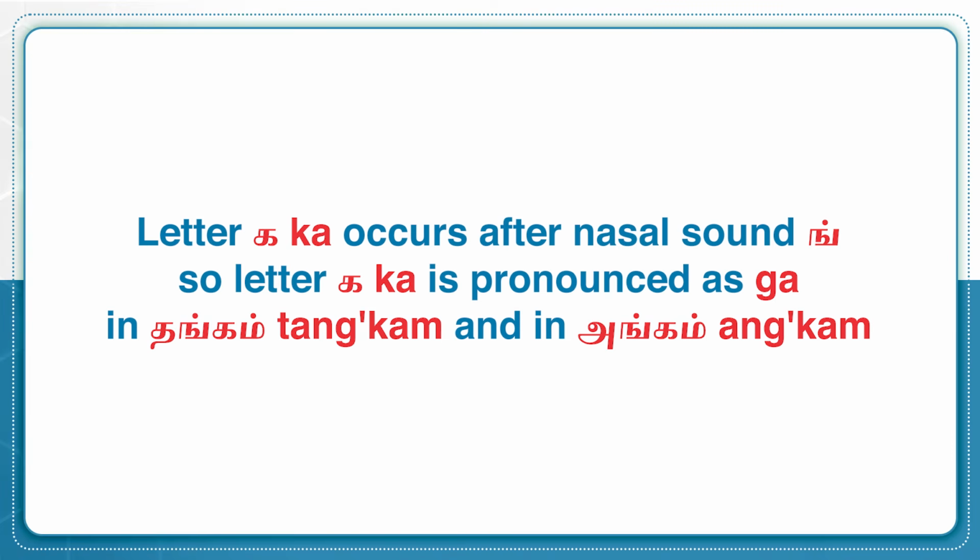In the above examples, the letter ka occurs after the nasal sound ing. So, letter ka is pronounced as ga in tangam and in angam. Even though the nasal sound ing has not yet been introduced so far, this sound is used here in order to explain the concept of allophonic variation.